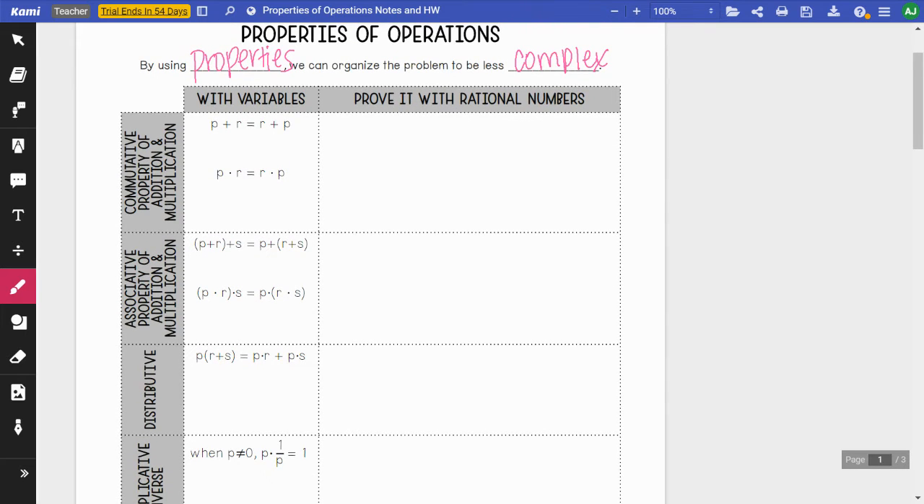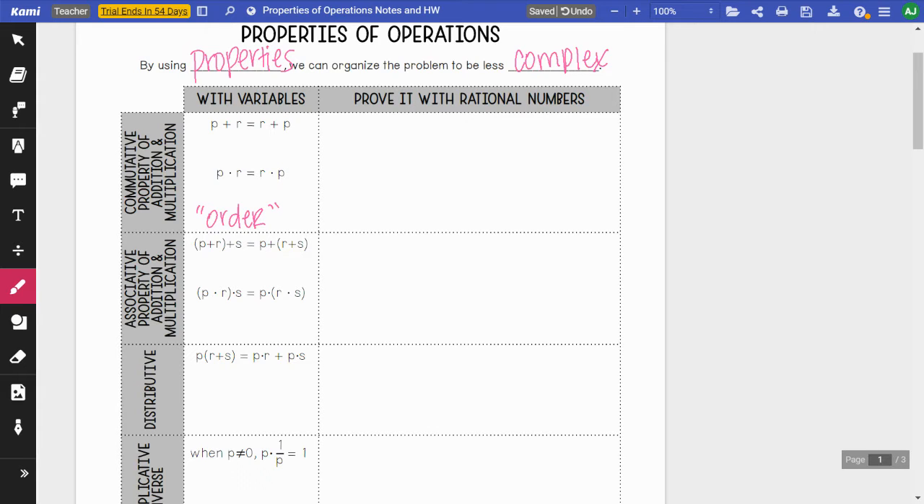With the variables, we are seeing that p plus r is the same thing as r plus p, and the same thing when we multiply. P times r and r times p are equal to each other. So the commutative property has to do with order. You can change the order that you are adding or multiplying without changing your solution.